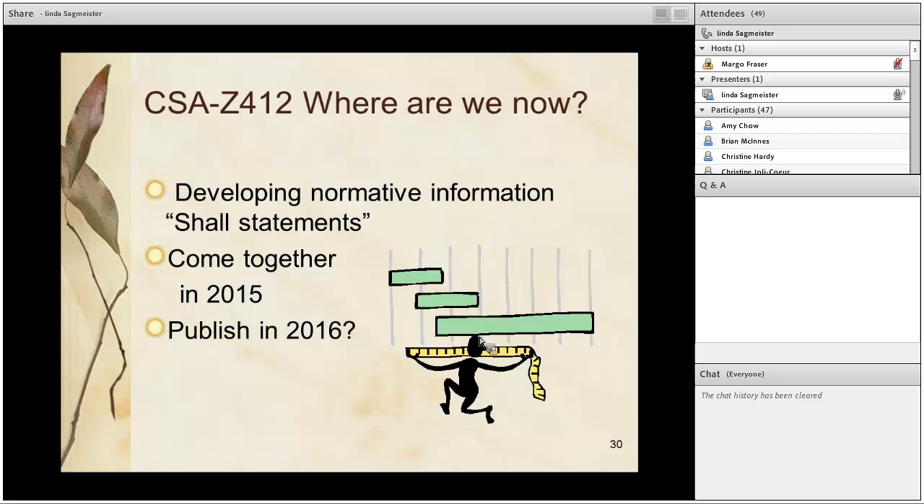So where we are now is we are developing those shall statements, which is the bulk of the work. We're all working in separate groups, and we're going to be coming together after December when we look at each other's work. We'll come together in early 2015, we're hoping. The goal is to publish in 2016. This is not all carved in stone, just so you understand. This can all change, but that's currently where we're kind of thinking we want to go now.